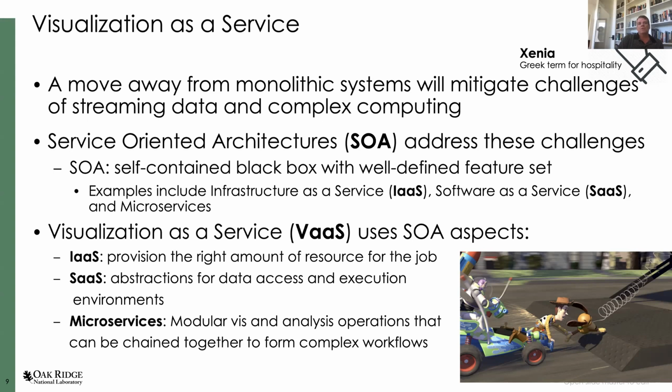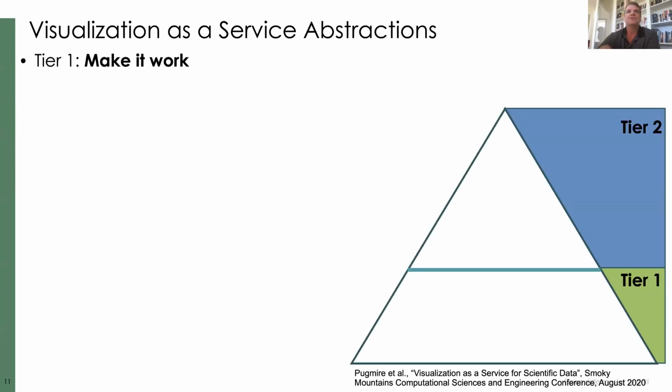And so when we think of visualization as a service, it utilizes several SOA aspects. Infrastructure as a service: you've got to right size the resources for what you're doing. Software as a service, where you have abstractions for data access and execution environments. And then the idea of microservices, where you can chain small services together in arbitrary ways to accomplish what the scientist wants to do in the workflow. And so we recently published a paper outlining some of the abstractions that are needed to make this paradigm work.